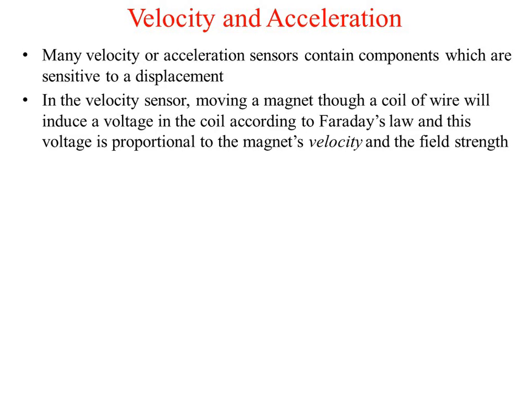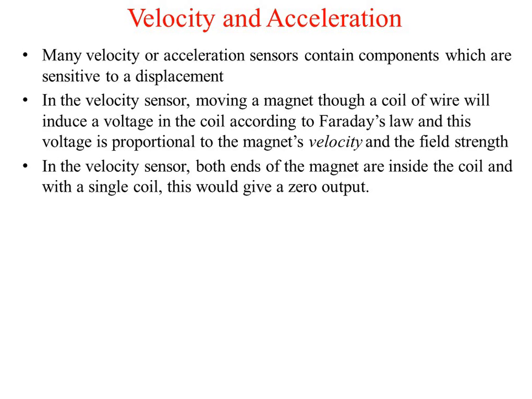In a velocity sensor, a moving magnet through a coil of wire will induce a voltage in the coil according to Faraday's law, and the voltage is proportional to the magnet velocity and the field strength. Let us consider that the field strength is constant and the coil turns are constant. If you move the magnet, that magnet velocity will generate a voltage in the coil, and that coil-generated voltage is proportional to the magnet velocity.